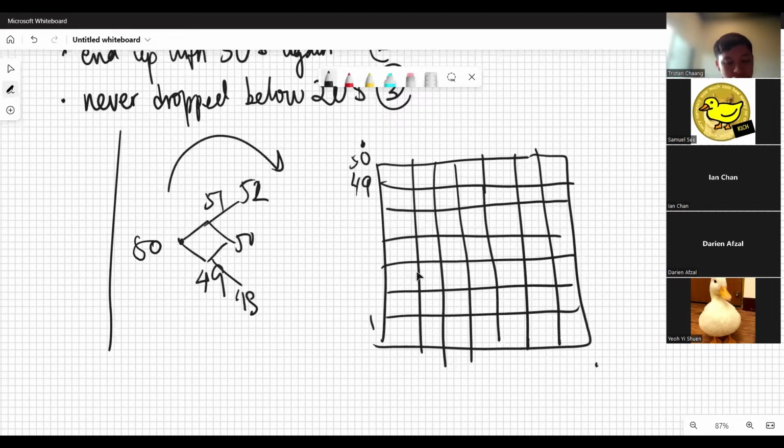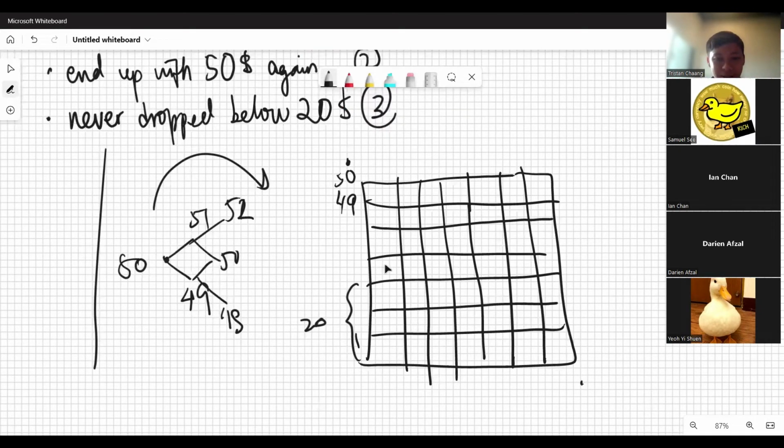So 20 is around here where there will be 20 squares. Of course, I couldn't draw a 50 by 50 grid. So let's say this is where it's 20 squares. So this is 20. So you want it to never cross this line. It can be on the line. You just want it to not cross the line.